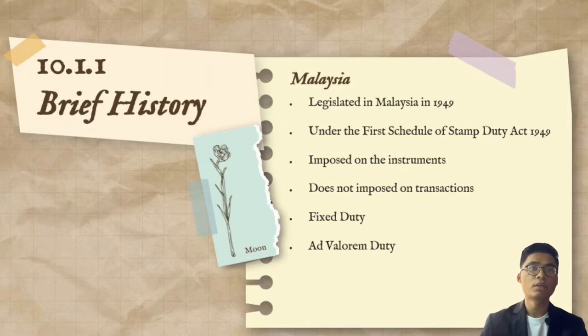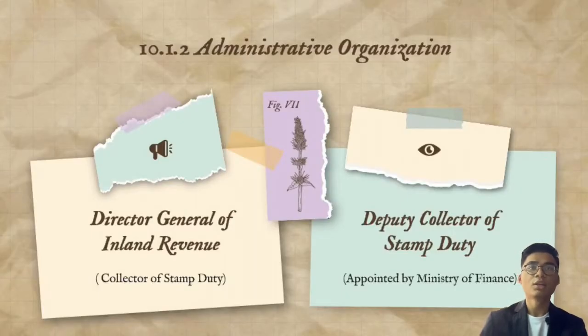Done with a brief history about stamp duty, now let's move on to the next part, which is the administrative organization. You guys must have wondered who is in charge of managing the stamp duty. Well, the stamp duty is managed by the collectors, which consist of the collector and the deputy collector of the stamp duty. So the Director General of Inland Revenue shall be the collector of stamp duty. Meanwhile, the deputy collector is appointed by the Ministry of Finance.